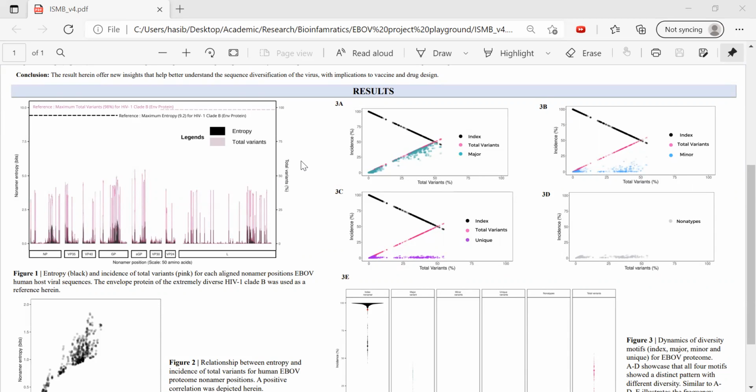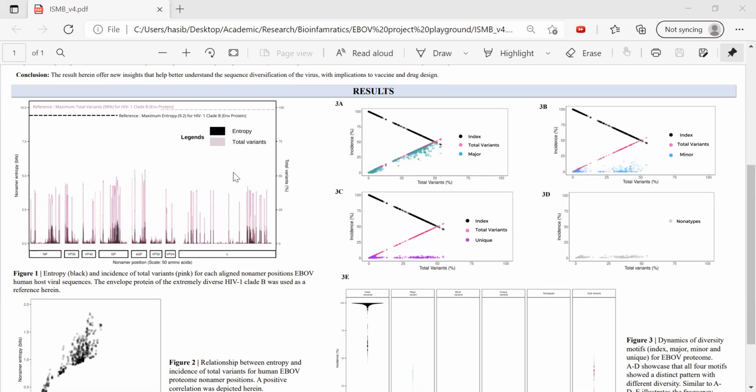The ZEBOV proteome was highly conserved with a mean entropy value of 0.2. The envelope glycoprotein, shown here as GP, was the most diverse one with an average entropy of 0.38, while VP30 was the most conserved with an average entropy of 0.12. The highest entropy of 1.84 was observed in GP, with the peak incidence of 54.69% of total variance in small secreted glycoprotein.